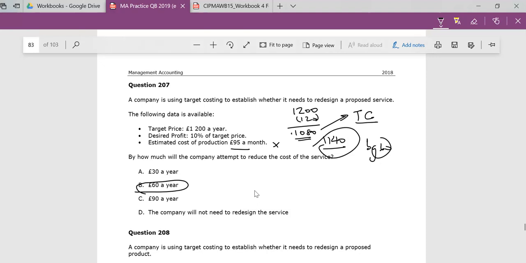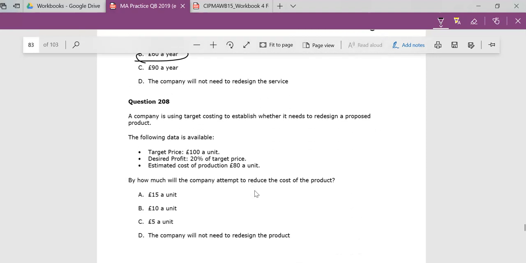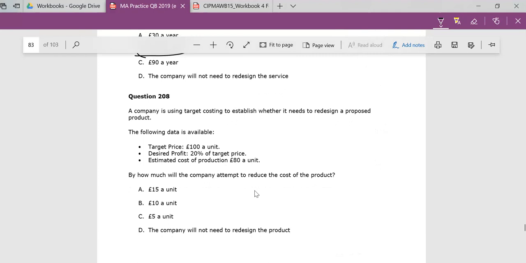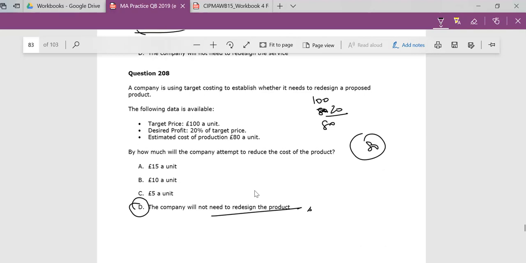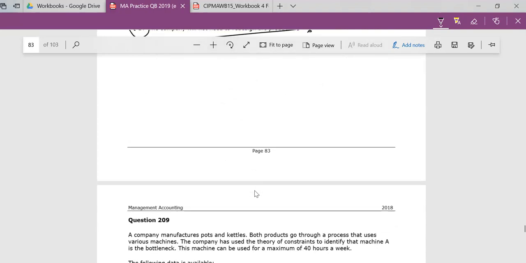And I believe the final question in this area is question 208. We see the same scenario here. In fact, I feel it's a repeat of what we just did. Oh no, maybe not. So you have 20% here of 100. Take away the 20%. So your target profit is 80. You're currently doing 80, so you don't need to do anything right now. So the answer here is D, because you're on the money, so to speak.